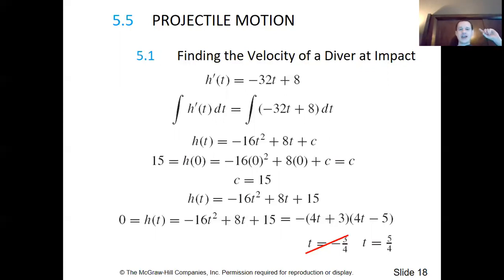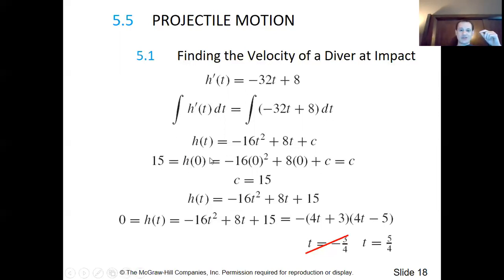Over on the right, if you integrate negative 32t plus 8, well, you get negative 16t squared plus 8t, and again, plus some arbitrary constant that comes along for it. How do you find the arbitrary constant? Well, again, you use the initial conditions. H of 0, their initial height at time 0, was 15. So when I plug in 0 for t into this equation, I should get that h of 0 equals negative 16 times 0 squared plus 8 times 0 plus c, kind of what they're writing right here.